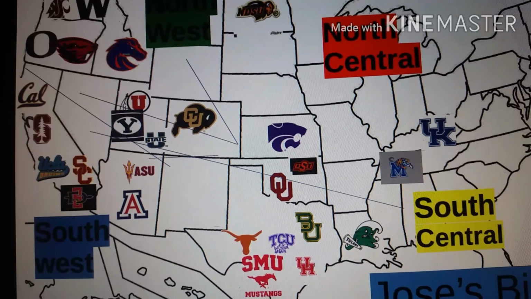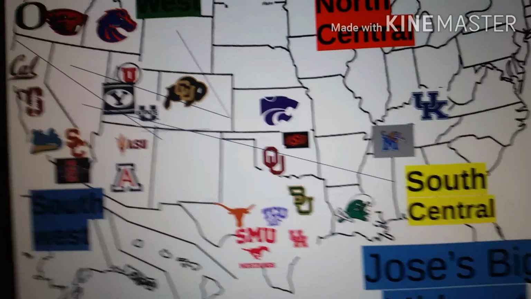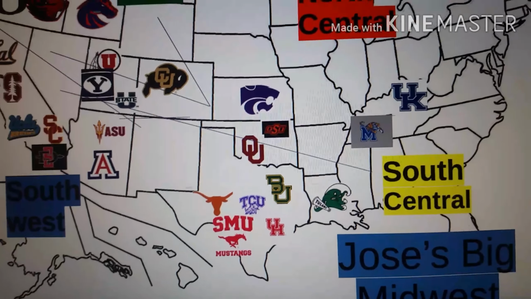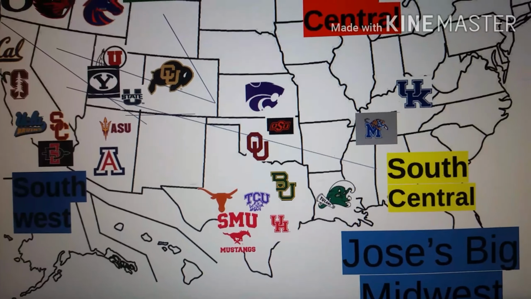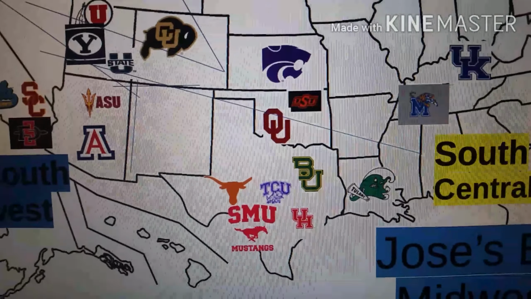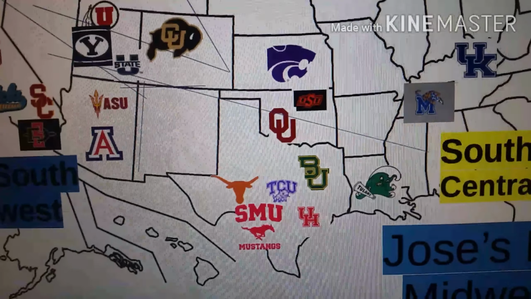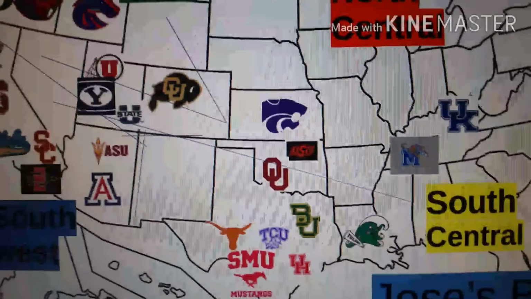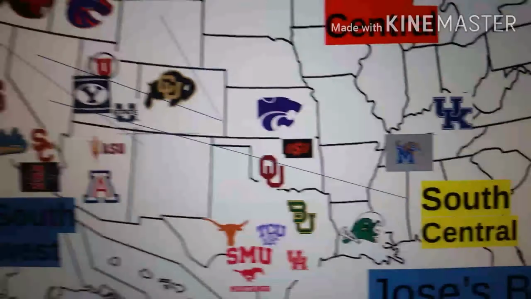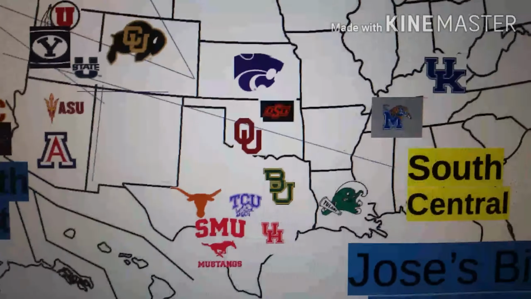In the North Central, we've got BYU, USU, Kansas State, Oklahoma State, Memphis, and Kentucky. And in the South Central, we've got Oklahoma, Tulane, Baylor, TCU, SMU, Texas, and Houston. As you can see, we've kept all the Pac-12 teams, but I've kicked out Texas Tech and Kansas.